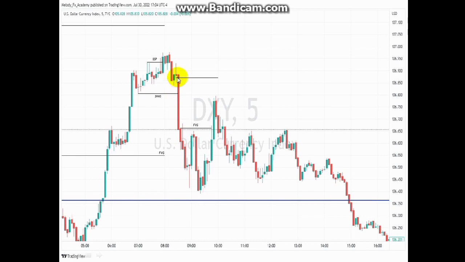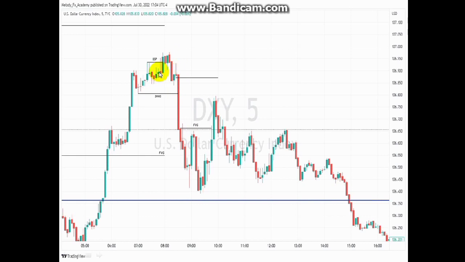I would want to see price show the willingness of wanting to move away once we are into that 1 hour fair value gap. So this is that 1 hour fair value gap. This is the low end and this is the high end. Now I want to see something like this as a displacement.